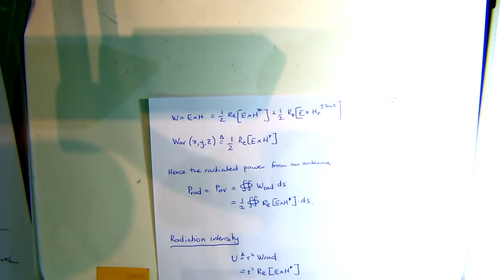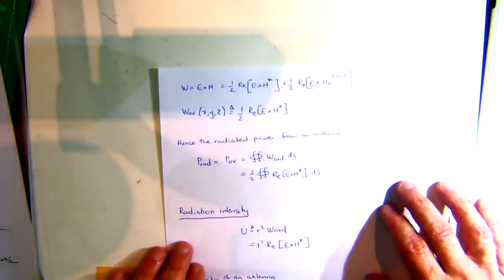So that's all it's saying, that there's a component which is just because of charge, there are fields which are used in order to generate the fields themselves, and there's energy stored in that. And then there's also the radiated component.